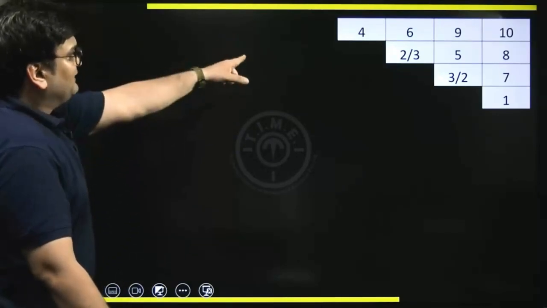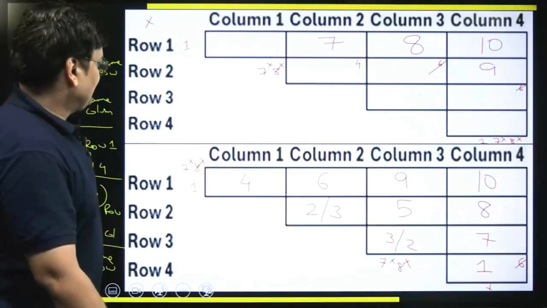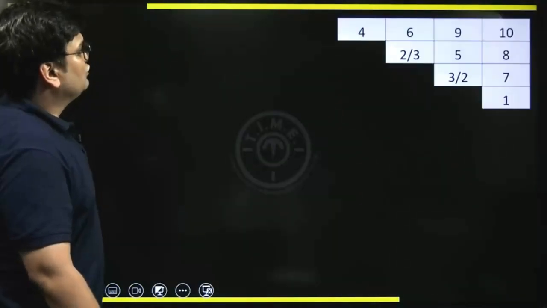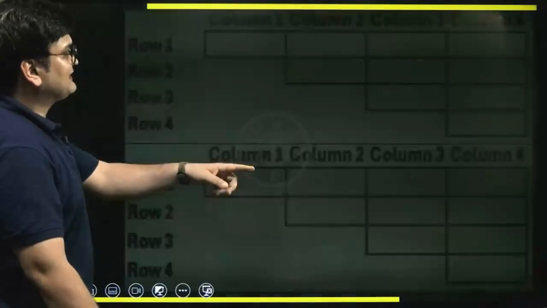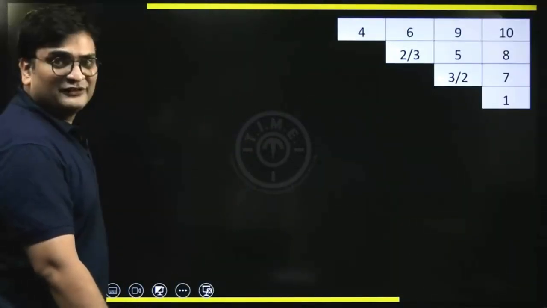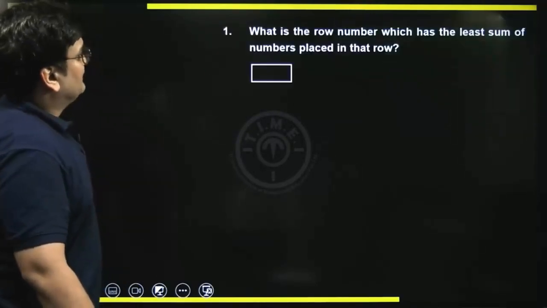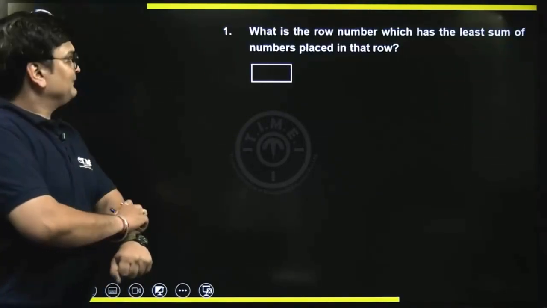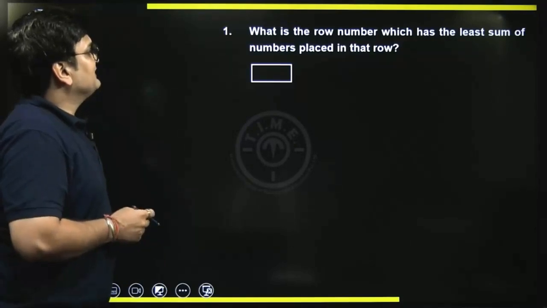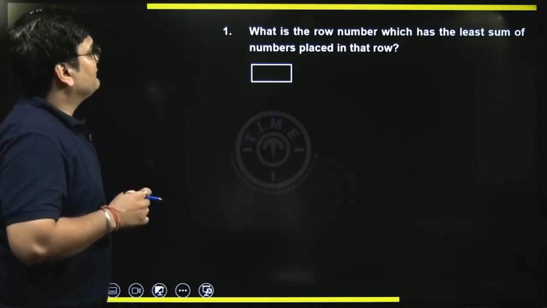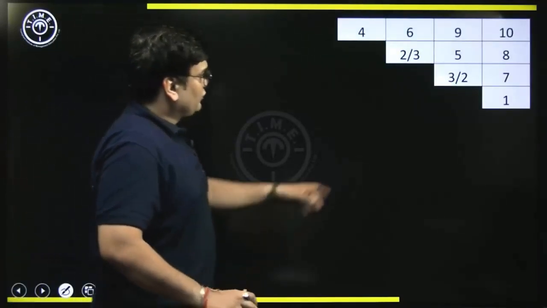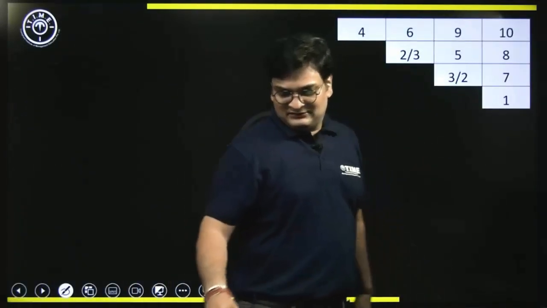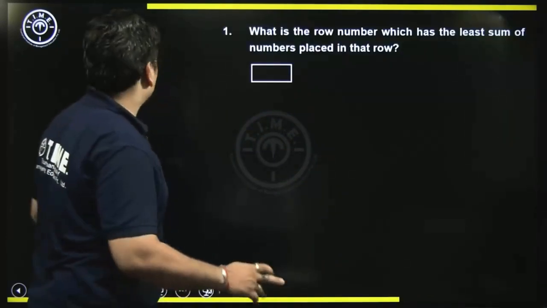this is the case that we had: first row 4, 6, 9, 10, then 2 or 3, 5 and 8, then 3 or 2 and 7, and then you had 1, that is fine. Now, question number 1, what is the row number which has the least sum of numbers placed in that row? So, clearly it is row 4, row 4 had 1, the least number. So, which row number is that? So, it is 4, we will say.